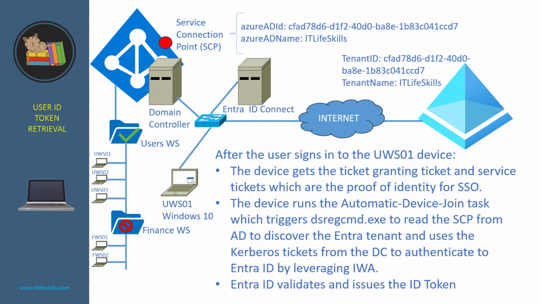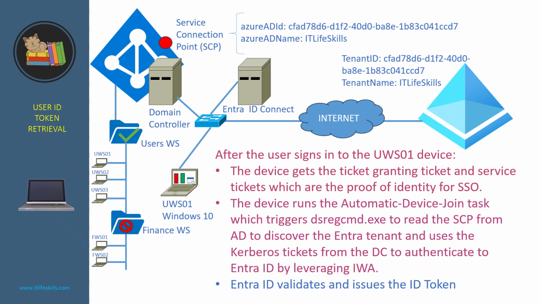Now let's analyze how this Windows 10 device joins to the Entra ID and becomes a hybrid Entra ID joined device. As you can see, this device has already joined to the Active Directory domain, and here is its computer object in the Active Directory. Now, after the user successfully signs in to the device, it gets the ticket granting ticket and service tickets from Active Directory, which are the proof of identity for single sign-on.